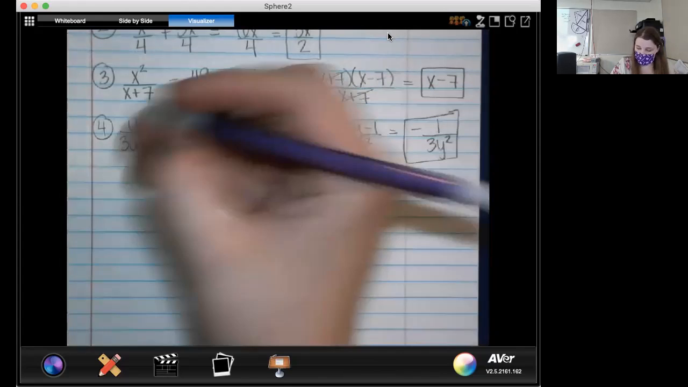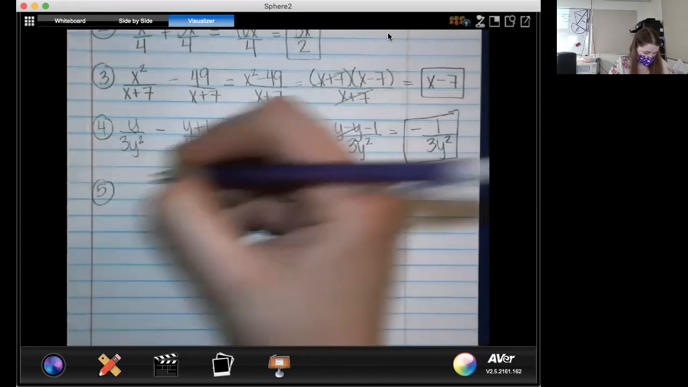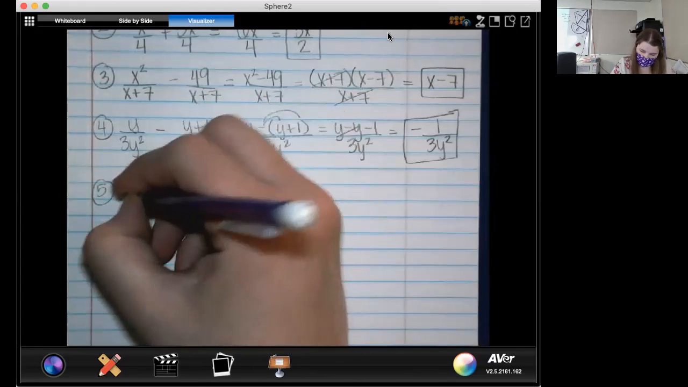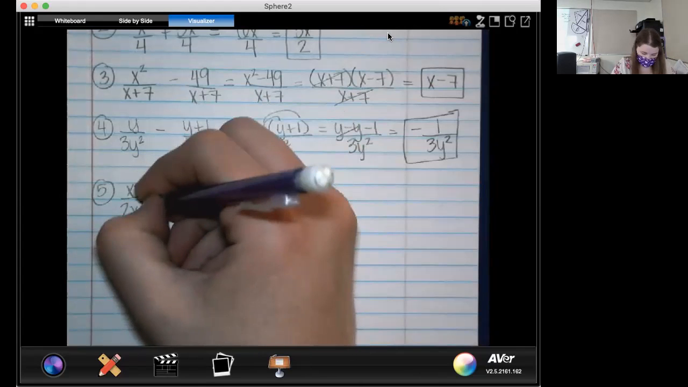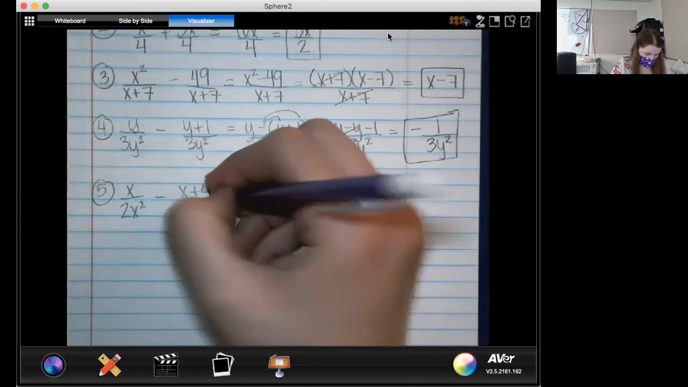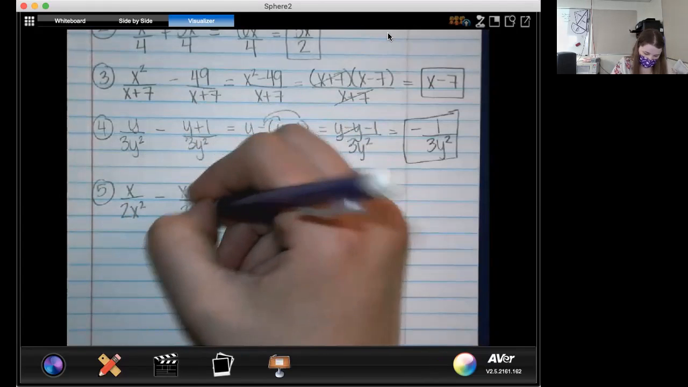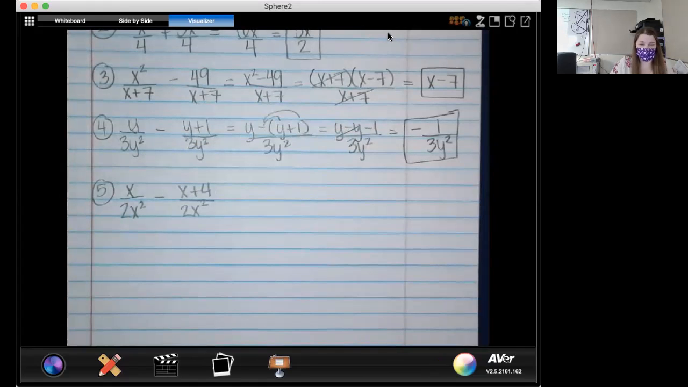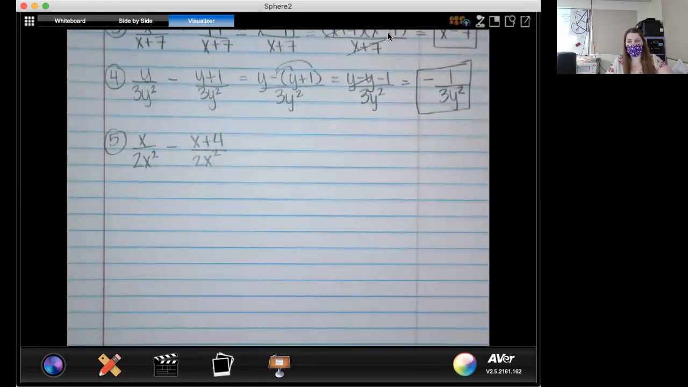Okay, I'm going to write down number 5. I want you guys to complete that one. x divided by 2x squared minus x plus 4 divided by 2x squared.